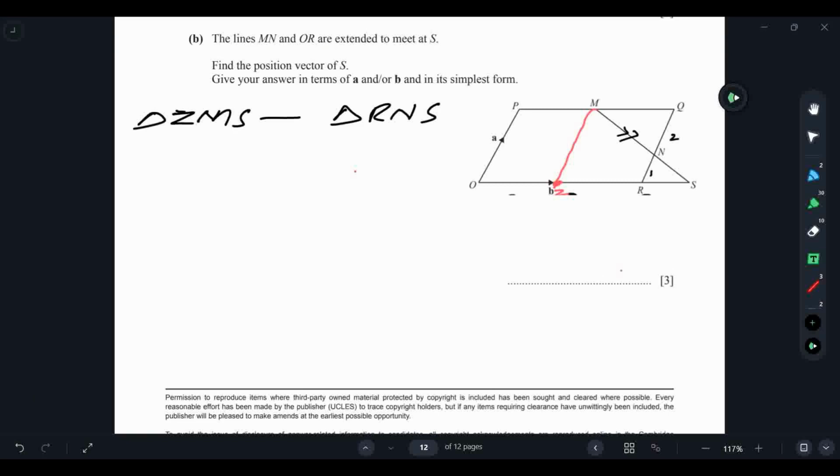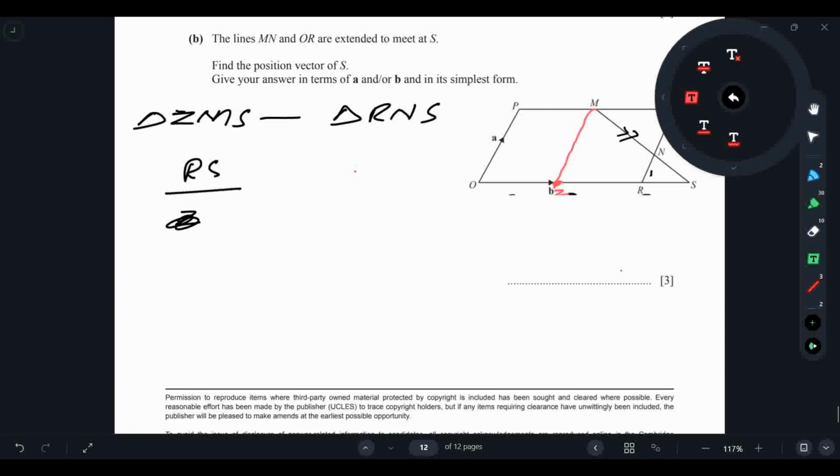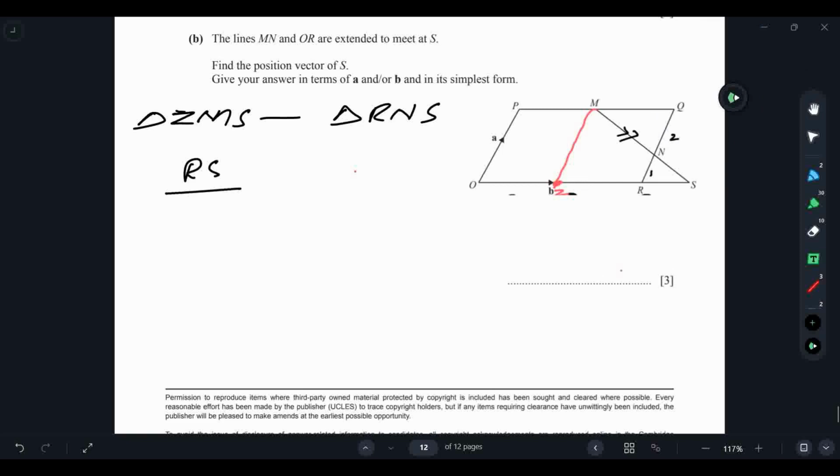So we can write it as, let me write it in a proper way: because in similar shapes the ratio must be the same, the ratio of RS by RN should be equal to ZS by ZM.